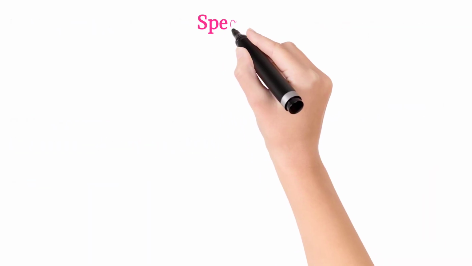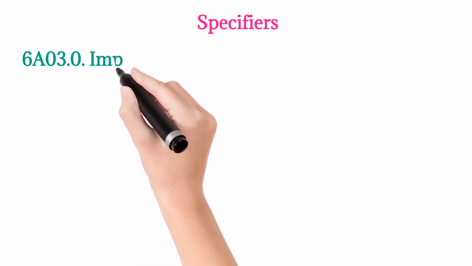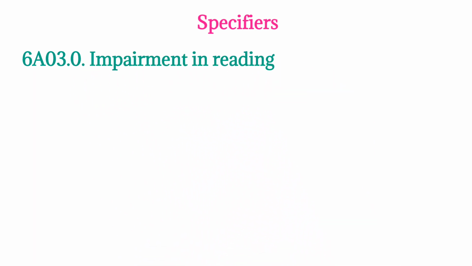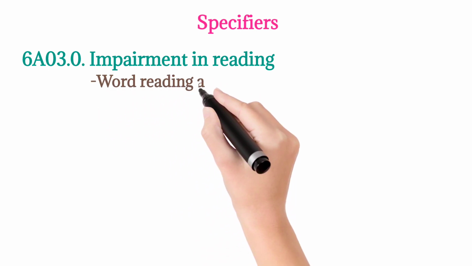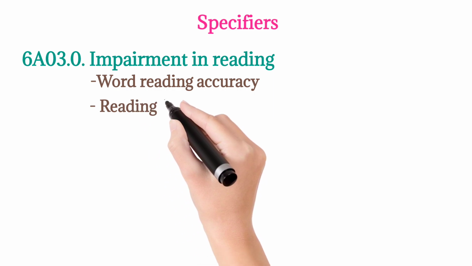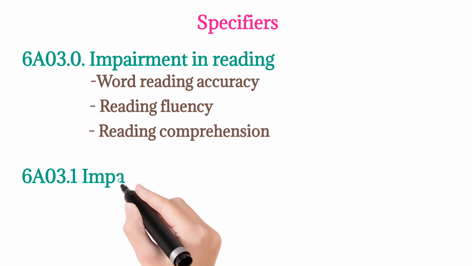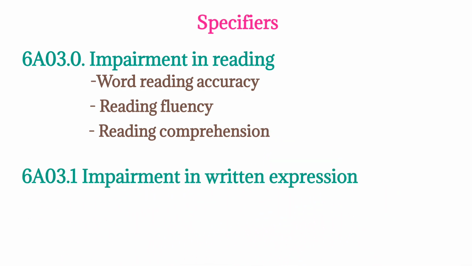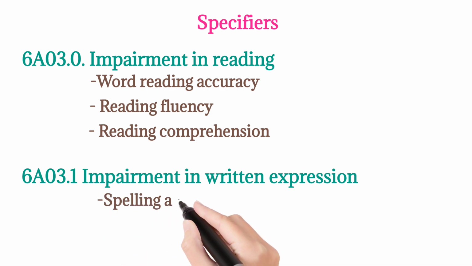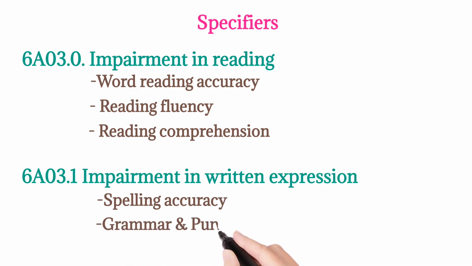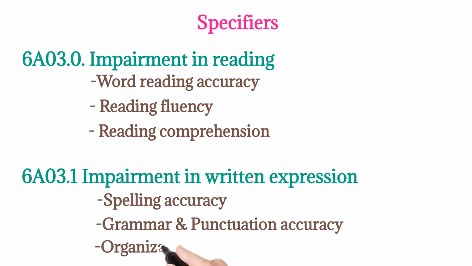Now we will see some of the specifiers for the area of learning impairment. The specifier should be applied to indicate which academic skills are significantly impaired at the time of assessment. The first is 6A03.0, impairment in reading. These are manifested in impairments in reading skills such as word reading accuracy, reading fluency and reading comprehension. Next is 6A03.1, impairment in written expression, manifested in impairment in writing skills such as spelling accuracy, grammar and punctuation accuracy, or organization and cohesion of ideas in writing.